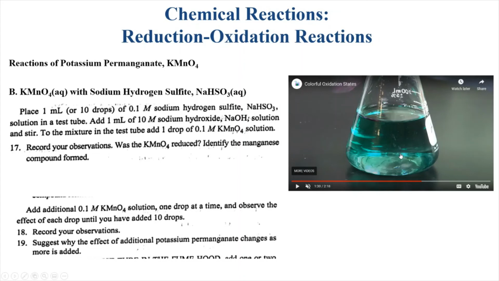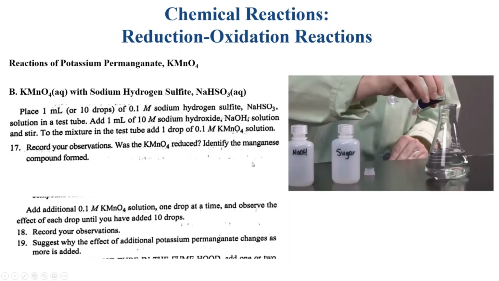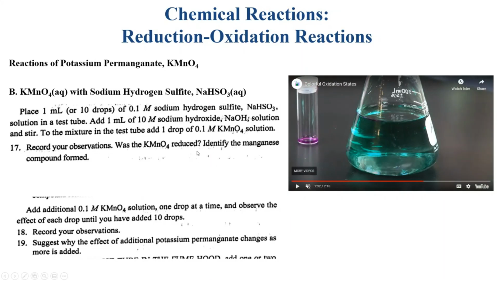So now let's think about this before we reach that equivalence point. Before we reach that equivalence point, which compound is in excess? When we first start this, the compound that's in excess is the sodium hydrogen sulfite. We know that because the purple fully reacts and disappears and forms the green product that's there. So we don't see any excess potassium permanganate. So we know that the sodium hydrogen sulfite is in excess.